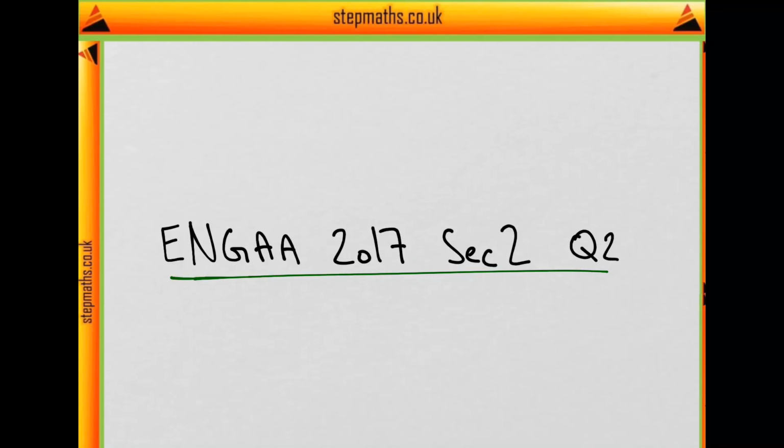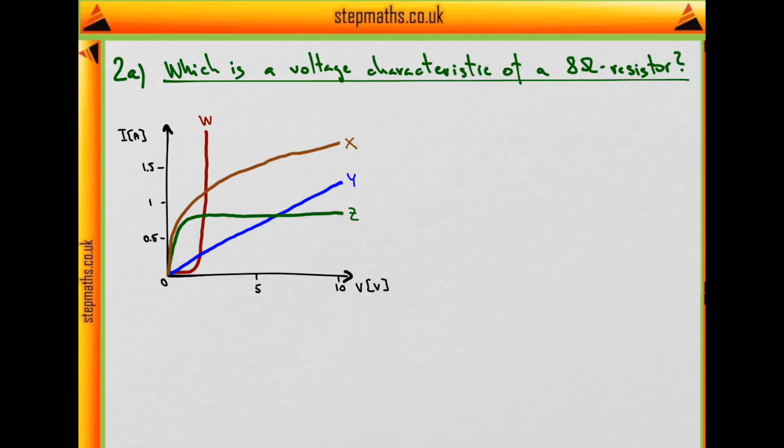In this video, we'll look at the second long question from section 2 of the 2017 exam. In the first part, we see a graph of current against voltage and four different lines on this graph, and we're supposed to say which of these is a voltage characteristic of an 8 ohm resistor.